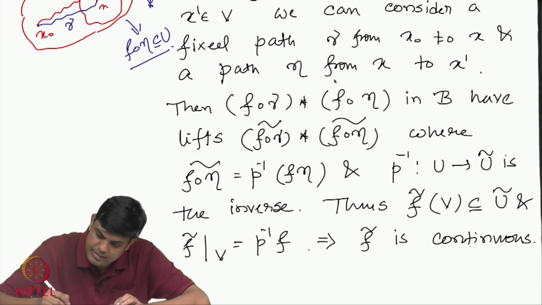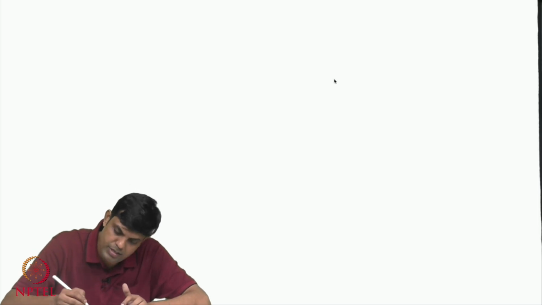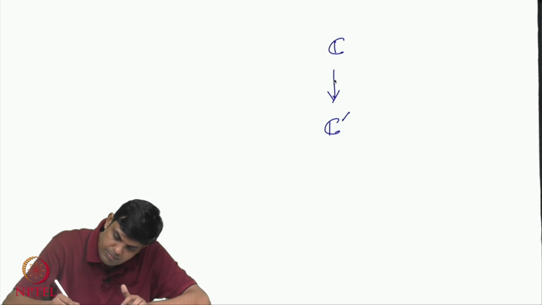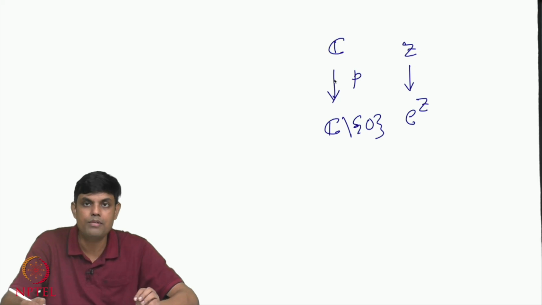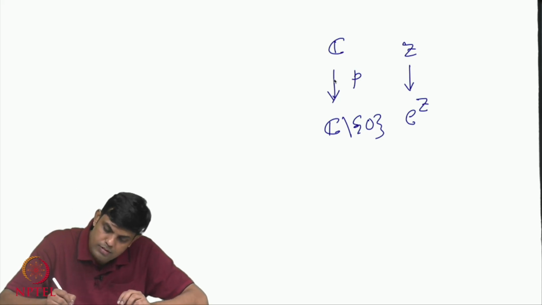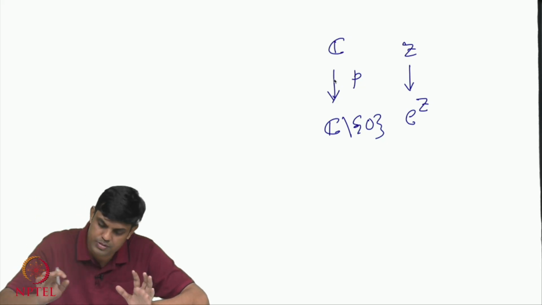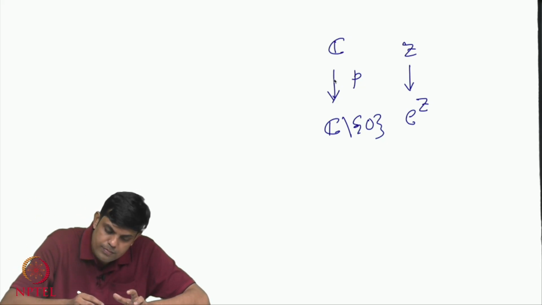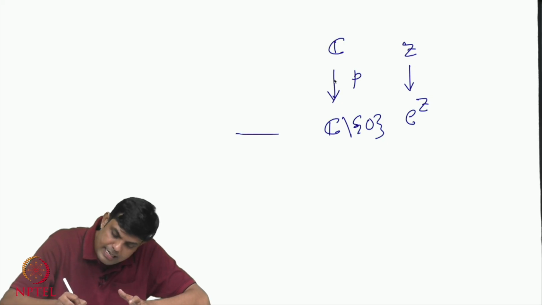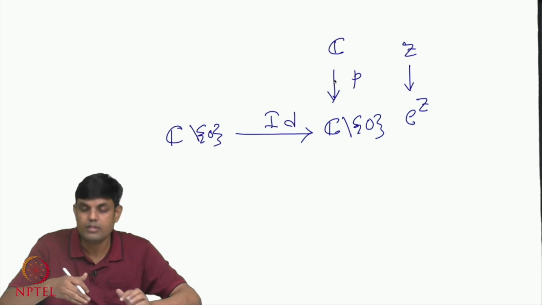So one of the applications of this comes in complex analysis. Let me briefly discuss this. If you look at C to C star, which is C minus 0, I have a covering map which is z goes to e to the power z. However, C minus 0 does not have trivial fundamental group. It is R2 minus 0, which deformation retracts to a circle, whose fundamental group is not trivial. Therefore if I look at the identity map from C minus 0 to C minus 0, this does not lift.